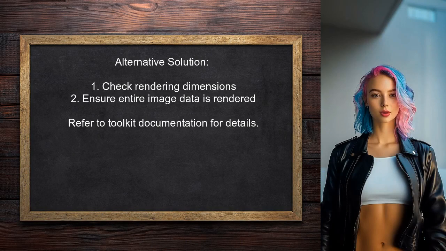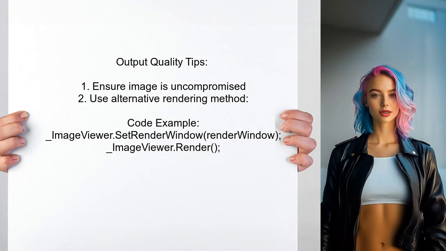An alternative approach suggests checking the rendering dimensions and ensuring the entire image data is rendered correctly. The user emphasizes the importance of understanding the toolkit's documentation for setting these dimensions. The user also mentions that output quality might be affected by how the image is decompressed before rendering. They recommend ensuring the image is uncompromised and suggest using a different method to render pixel data.